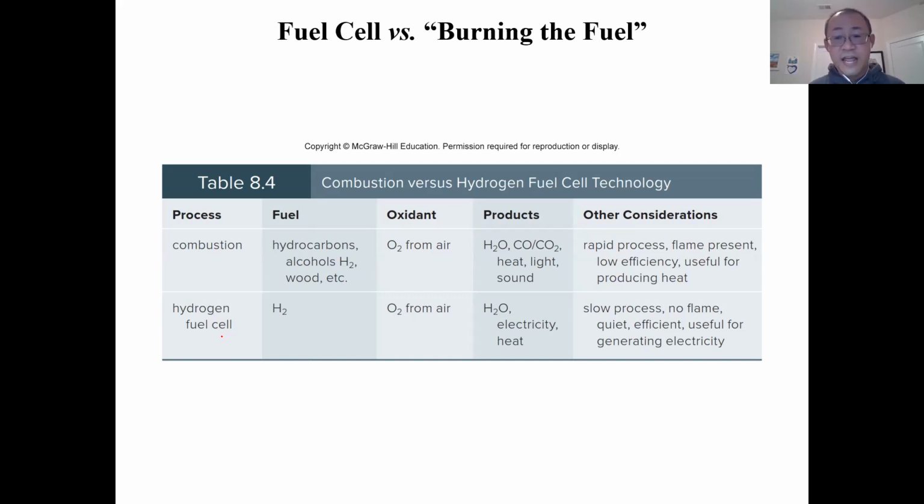We don't have a flame, and the efficiency is much higher. So the loss of energy will be much lower compared to burning hydrogen directly.